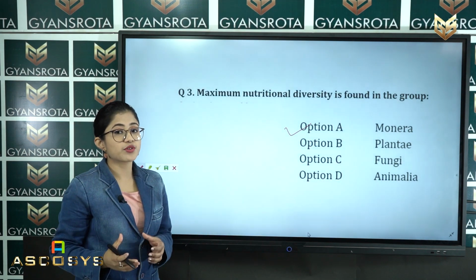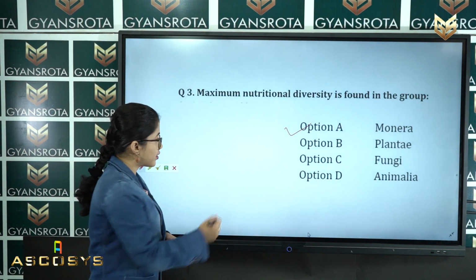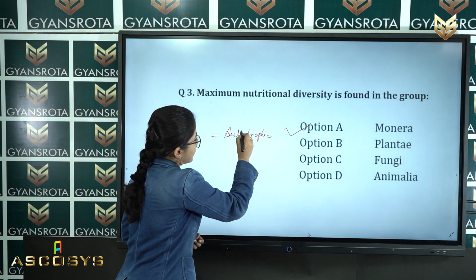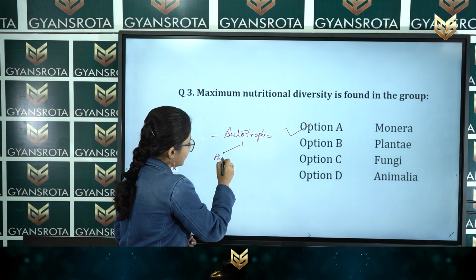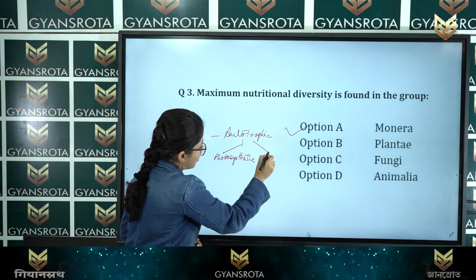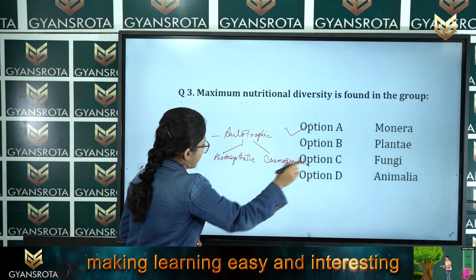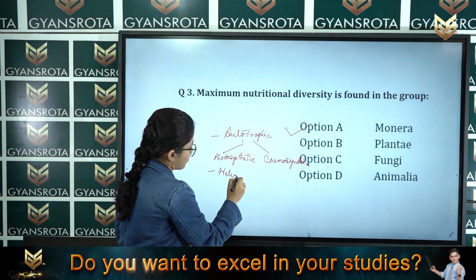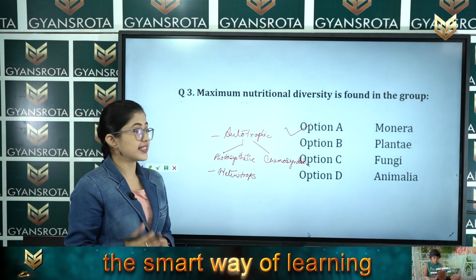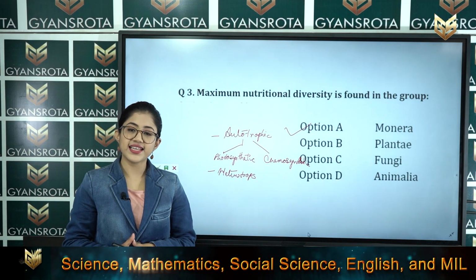Monera comprises different types of bacteria, and these bacteria have different modes of nutrition. They can be either autotrophic, and this autotrophic can be either photosynthetic or chemosynthetic, and they also have heterotrophs. So these are the different types of their mode of nutrition. This is the reason they are said to have the maximum nutritional diversity. So option A is the correct answer.